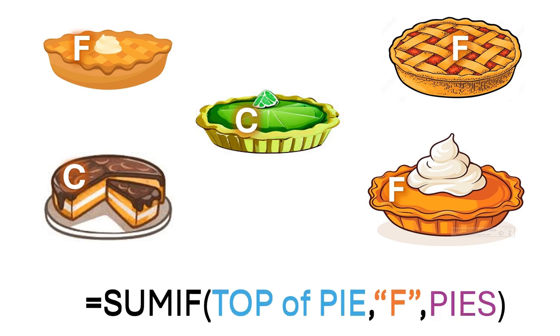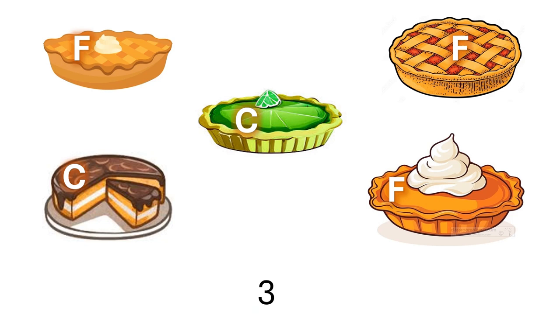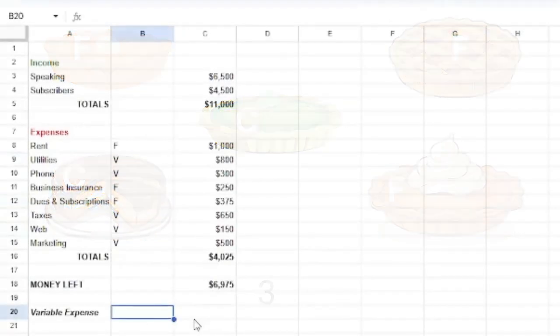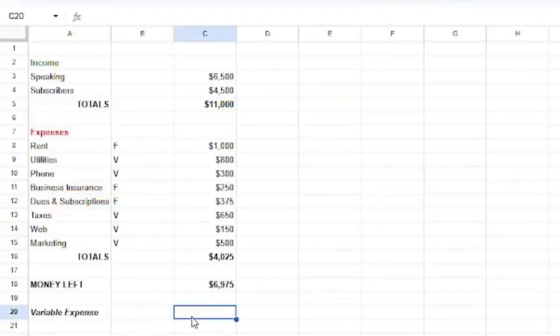Lastly, we're going to tell what the total thing is that we're looking at counting. What is the total range of possibilities? So in this case, we want it to look at all of the pies. And that's the last part of this function. So we're going to click in the cell where we want that total to appear. We start our formulas always with an equal sign, and we're going to type the name of the function, which is SUMIF.